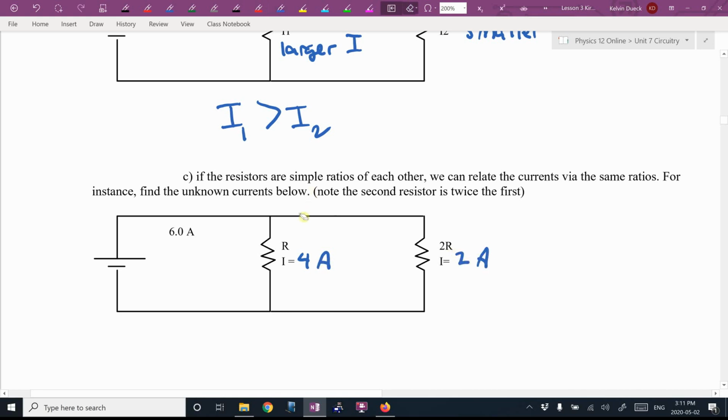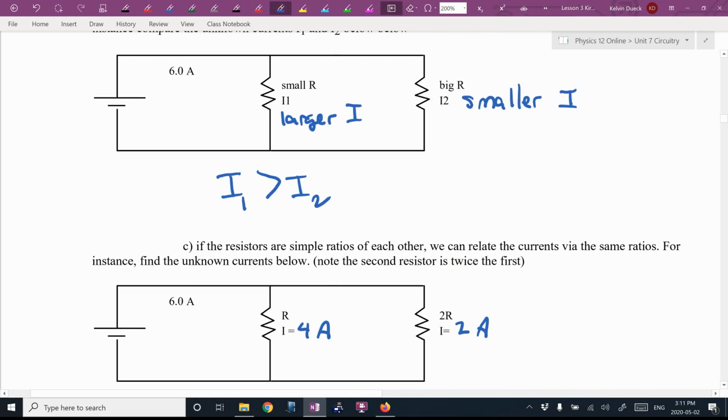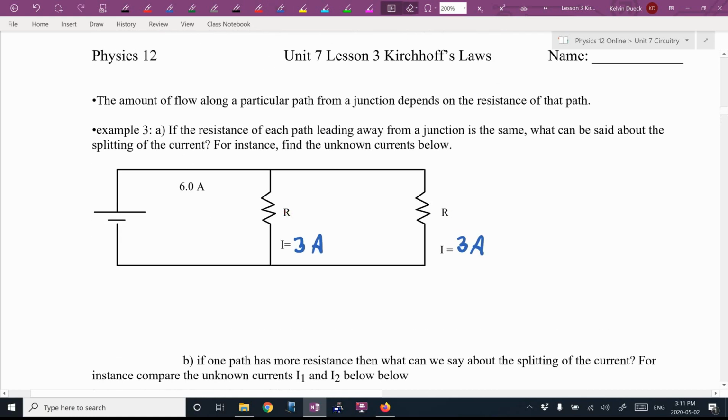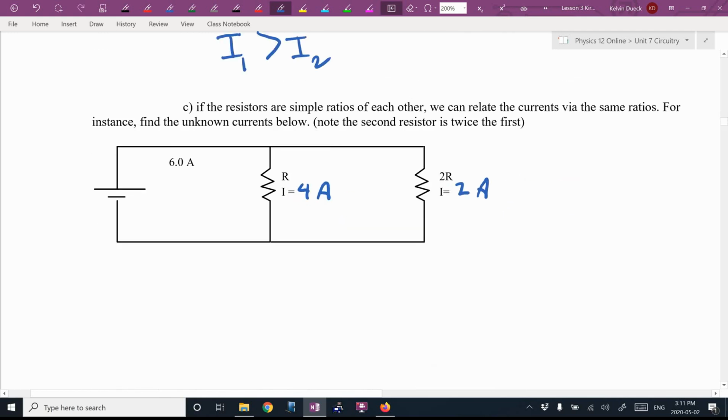Gotta be honest, I hardly ever use this ratio trick. I sometimes use the whole, if two resistors are identical, they'll split up 50-50. But you can survive just fine without this ratio trick. It's a nice shortcut is all.